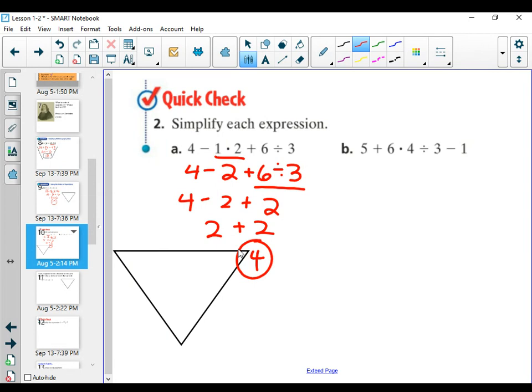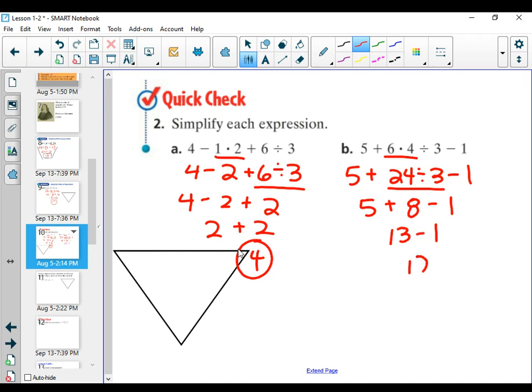I'm still trying to make that funnel, that triangle going down on my paper.